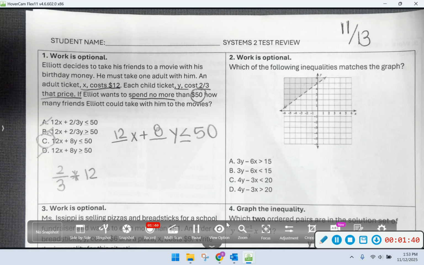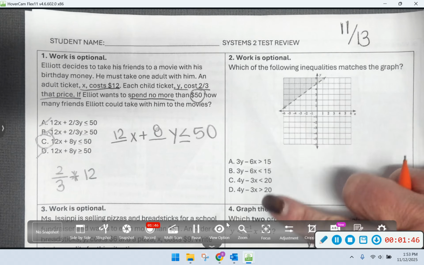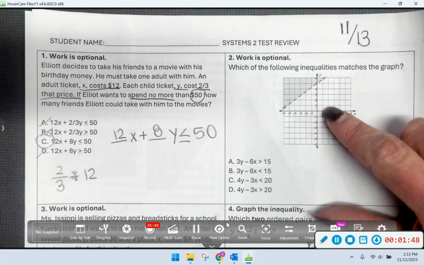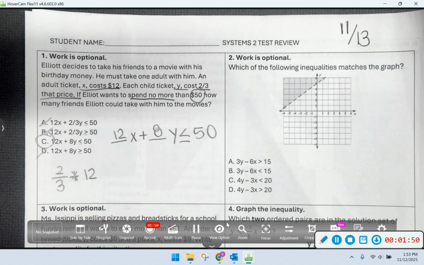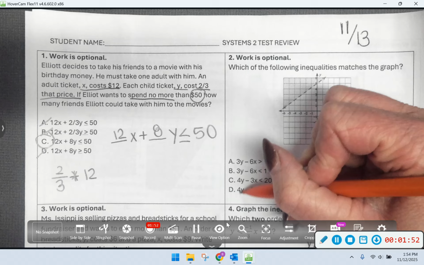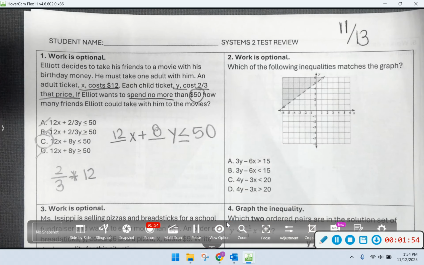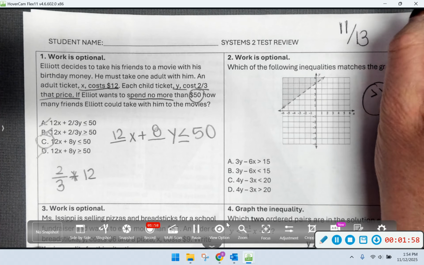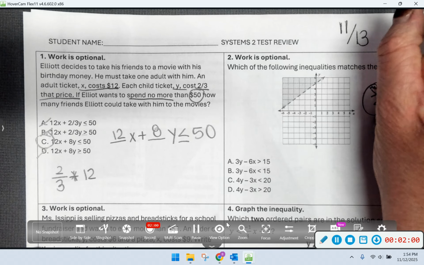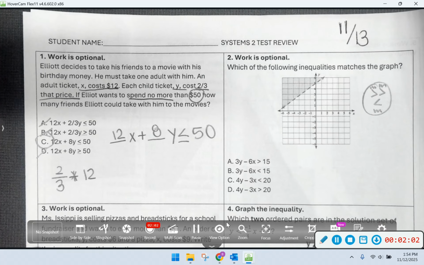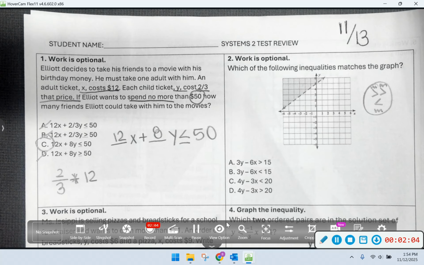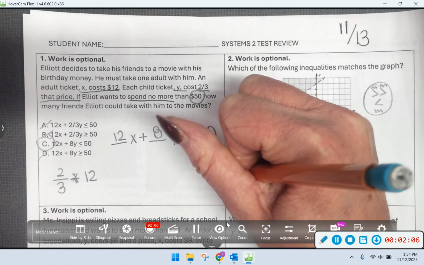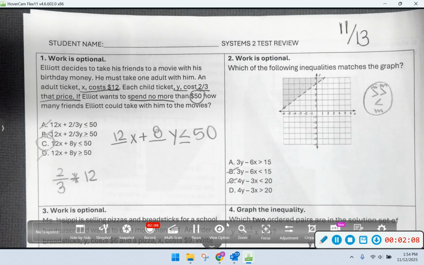All right. Number two, we need to figure out which one of these inequalities matches this graph. Looking at them, all my y's are positive, so I do not have to flip my sign. Now I'm going to see where I'm shading. I'm shading above, and according to Slim Shady, that's going to look like his eyes because that's greater than. So I'm going to cross out the answer choices that are less than, so cross off B and cross off C.